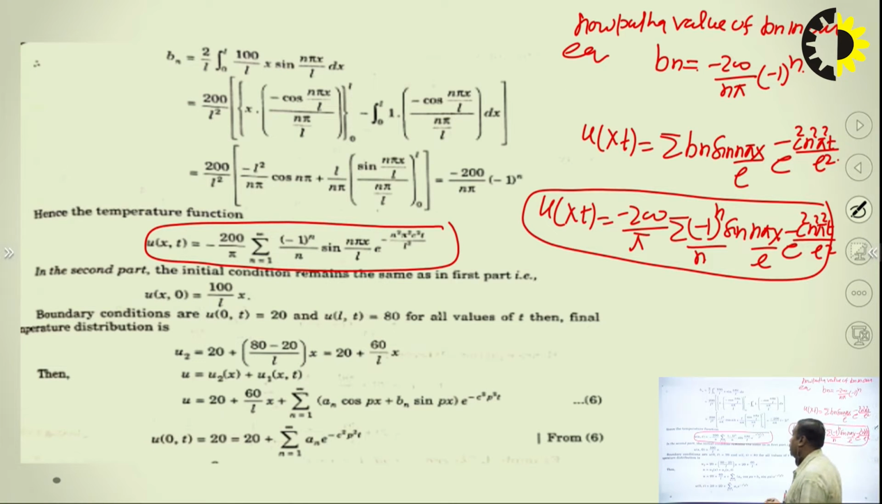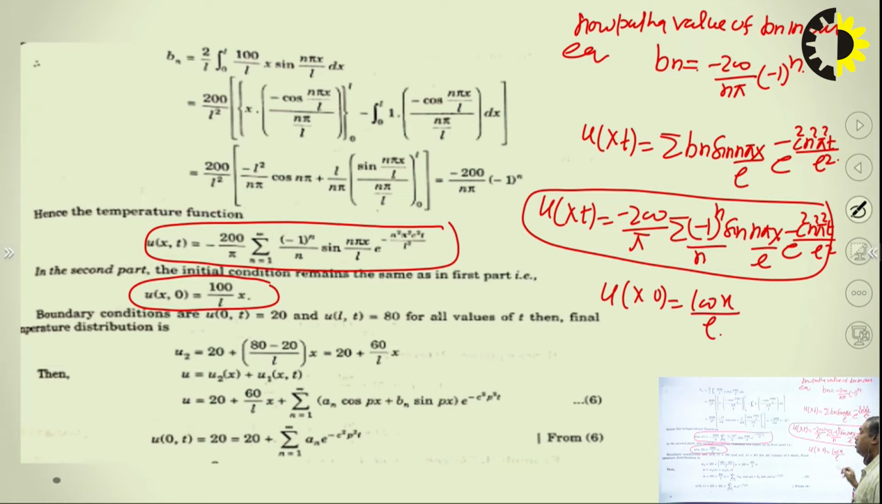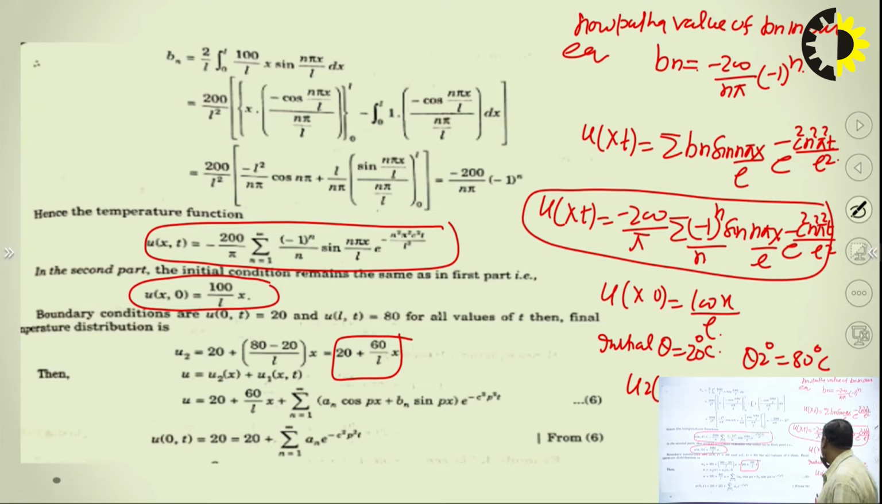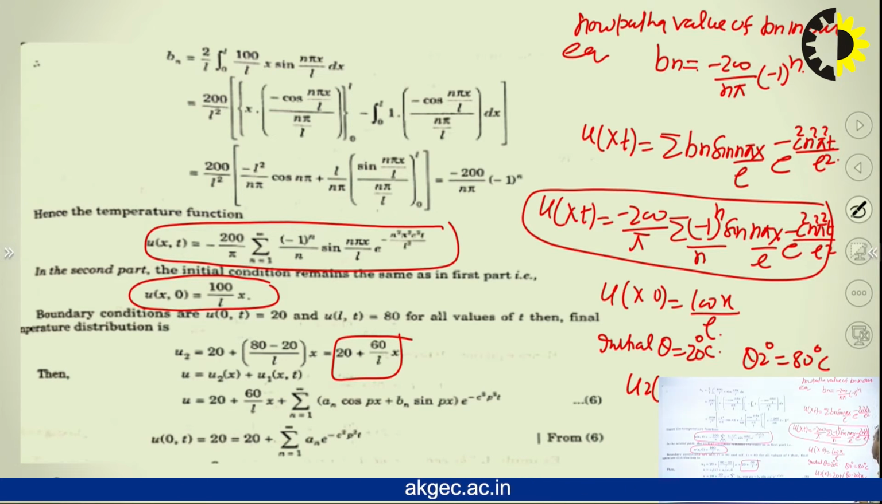Then at the initial temperature, u(x,0) = 100x/L. If the initial temperature θ1 is 20 degrees centigrade and θ2 becomes 80 degrees centigrade, then we write u2(x) = 20 + (80 − 20)/L · x, and that becomes 20 + 60x/L, that is u2.